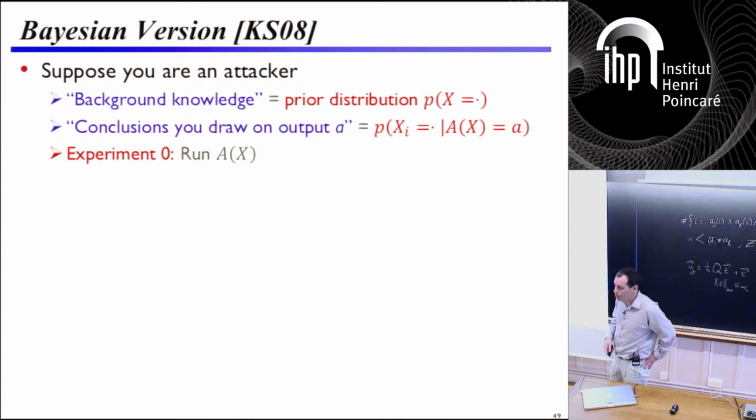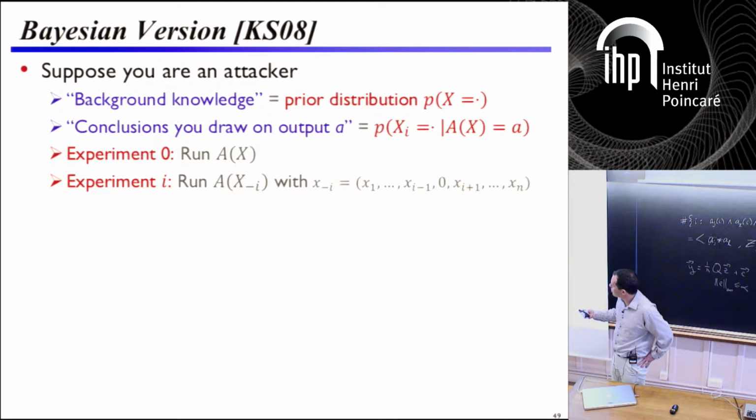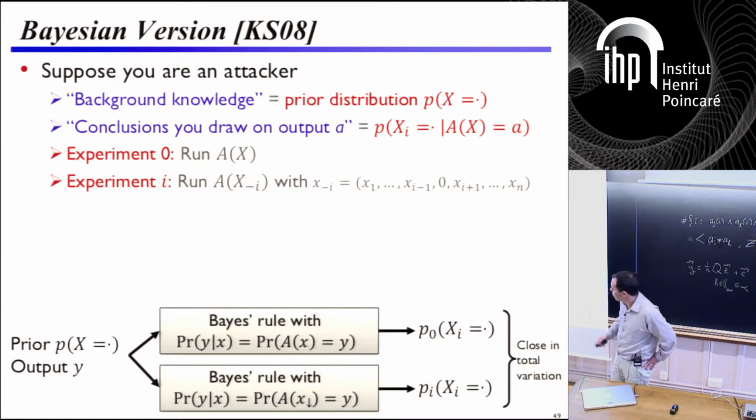Okay. So now we can consider two experiments. One is where we run the thing we expect to run, which is the algorithm on input the data set. And another experiment, let's call this experiment I, is where we run the algorithm on the same data set with person i's data removed. Okay. So again, we're considering two settings.